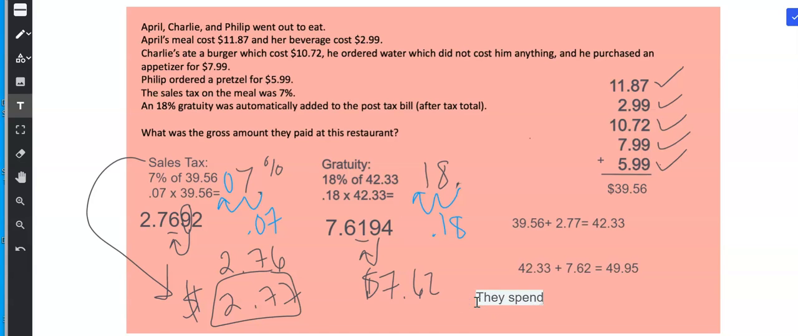So they spend $49.95 in all. And let's just reread the question. What was the gross amount they paid at the restaurant? So those are all the items they bought. We figured out the sales tax, we figured out the gratuity, and we added all of that together. So $49.95.